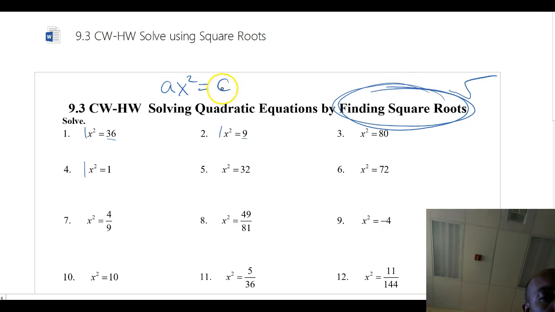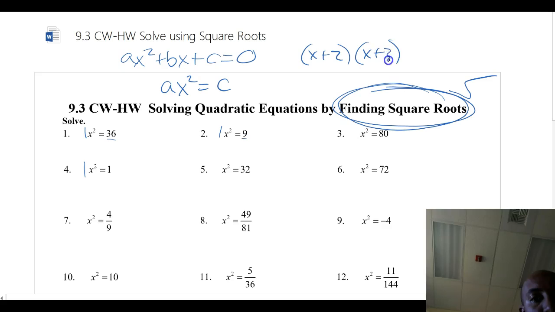Now in the last couple sections, if you did factoring, we had to set it equal to 0, like this. Or we have parentheses, x plus 2 for example, and x plus 3 equal to 0. But now with square roots, we need to have one term on the left and one term on the right. So let's look at our first problem.